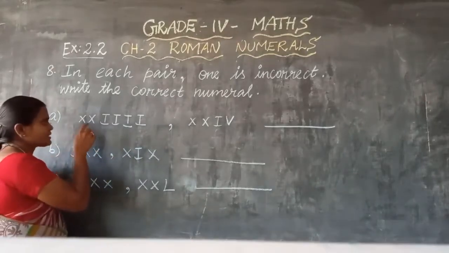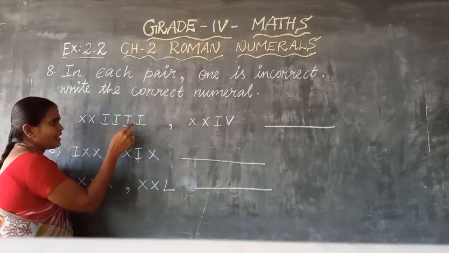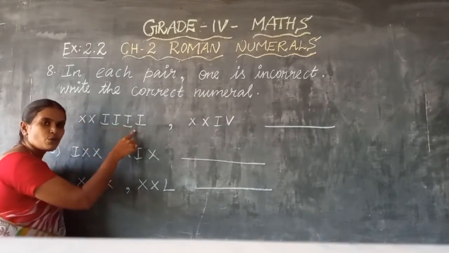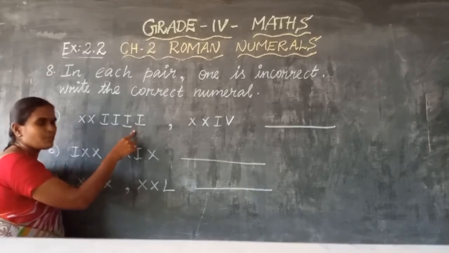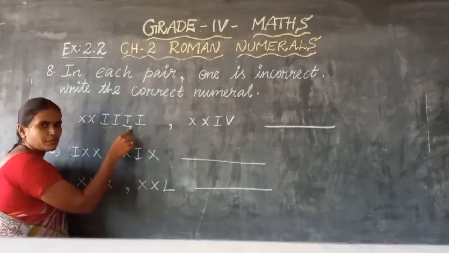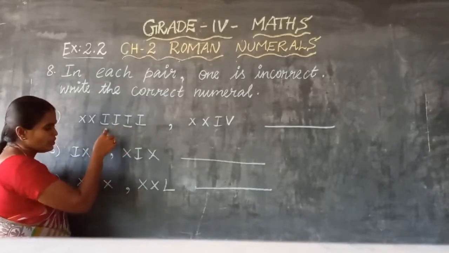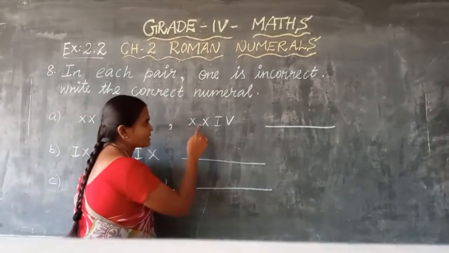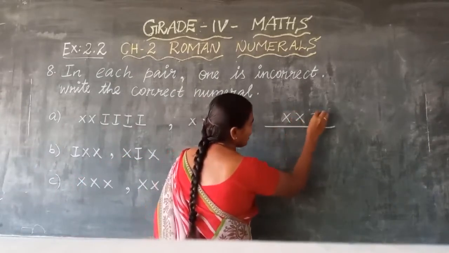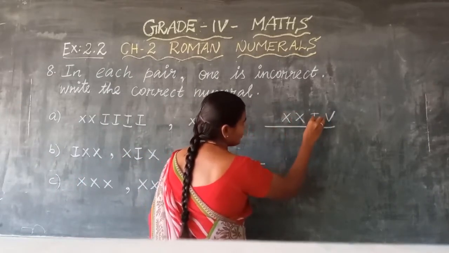Here XXIIII. Here I is written 4 times. So what is the rule? I can be repeated maximum 3 times. So here given 4 times. So this one is wrong. So what is the correct one? XXIV. XXIV.